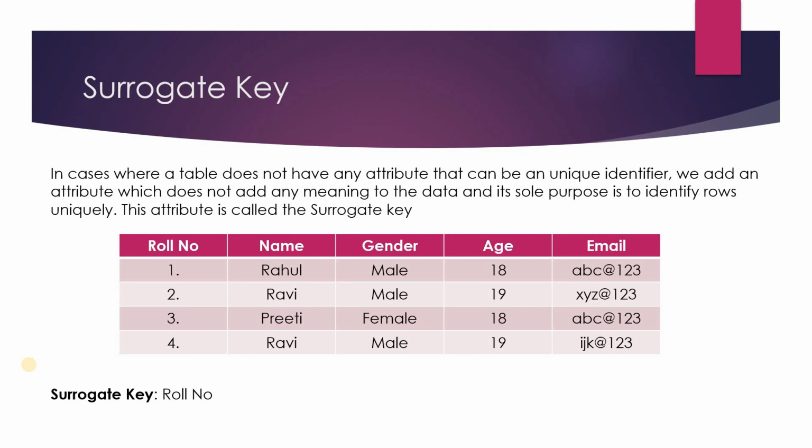So in this case, it's very hard to establish a key for this table. So for the unique identification purpose, we add an attribute named roll number to this table, whose sole purpose is to uniquely identify records. So in this case, the surrogate key of our table will be the roll number.